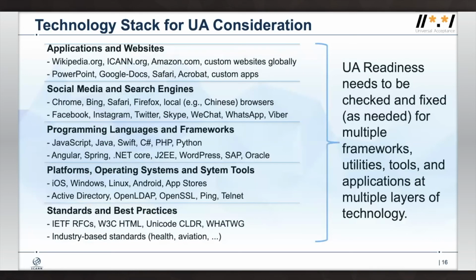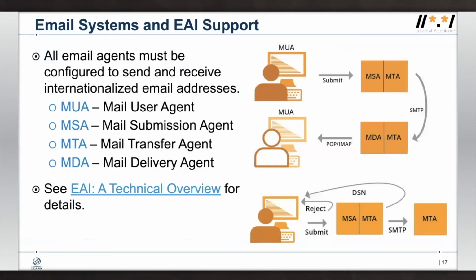So, of course, the problem can lie from an application point of view, at any of the layers. Sometimes the standards are not supporting such email addresses. Sometimes there are gaps in the operating system layer. Sometimes the programming languages are not supporting it. And even if everything works at the lower layers, sometimes the applications are developed not keeping these things in mind. Similarly, on the mail side, for emails to work, all of the mail user agents, submission agents, transfer agents, and delivery agents in the path of the email must be supporting email address internationalization for an email to be successfully sent from a user to a receiver. And if any one of the agents in the path is not able to support internationalized email addresses, of course, the email will be rejected and bounced back.